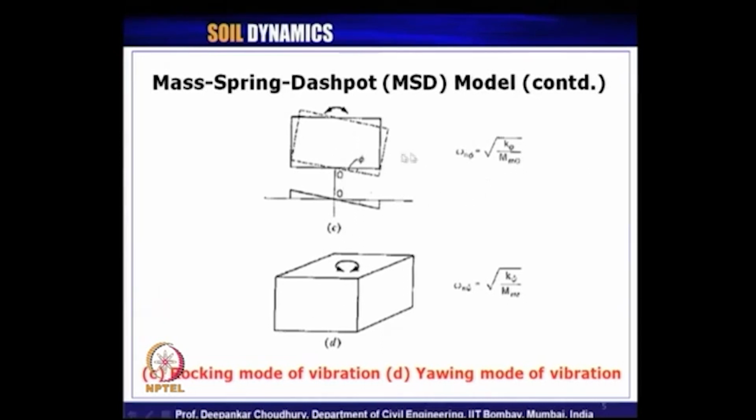Similarly for pitching also, the expression will be of a similar kind, only the direction will be changed. For the case of yawing mode of vibration, the natural frequency is computed using omega n psi equals root over k psi by m z, where k psi is the torsional spring constant about this z axis and m z is the mass moment of inertia about this z axis.